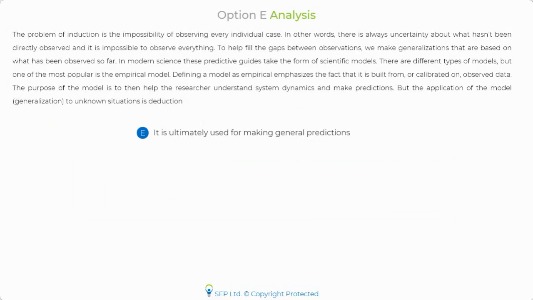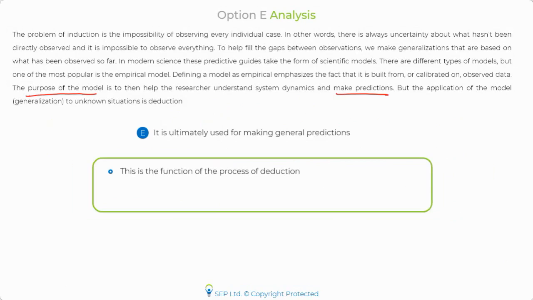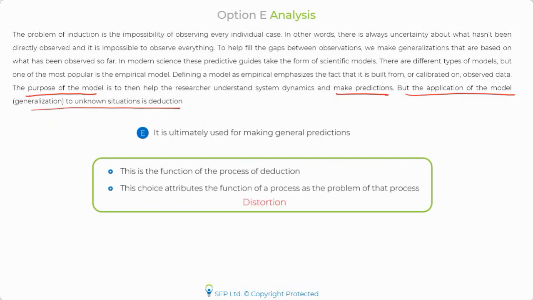It is ultimately used for making general predictions. What is used to make general predictions? The model. Okay. This is talking about the function of deduction. The model is based on generalizations and induction. Okay. Part of the function of deduction is to help make predictions for the future. Look at the last line. Application of the model is deduction. So the question was about the problem of induction, not the function of deduction. Therefore, incorrect.